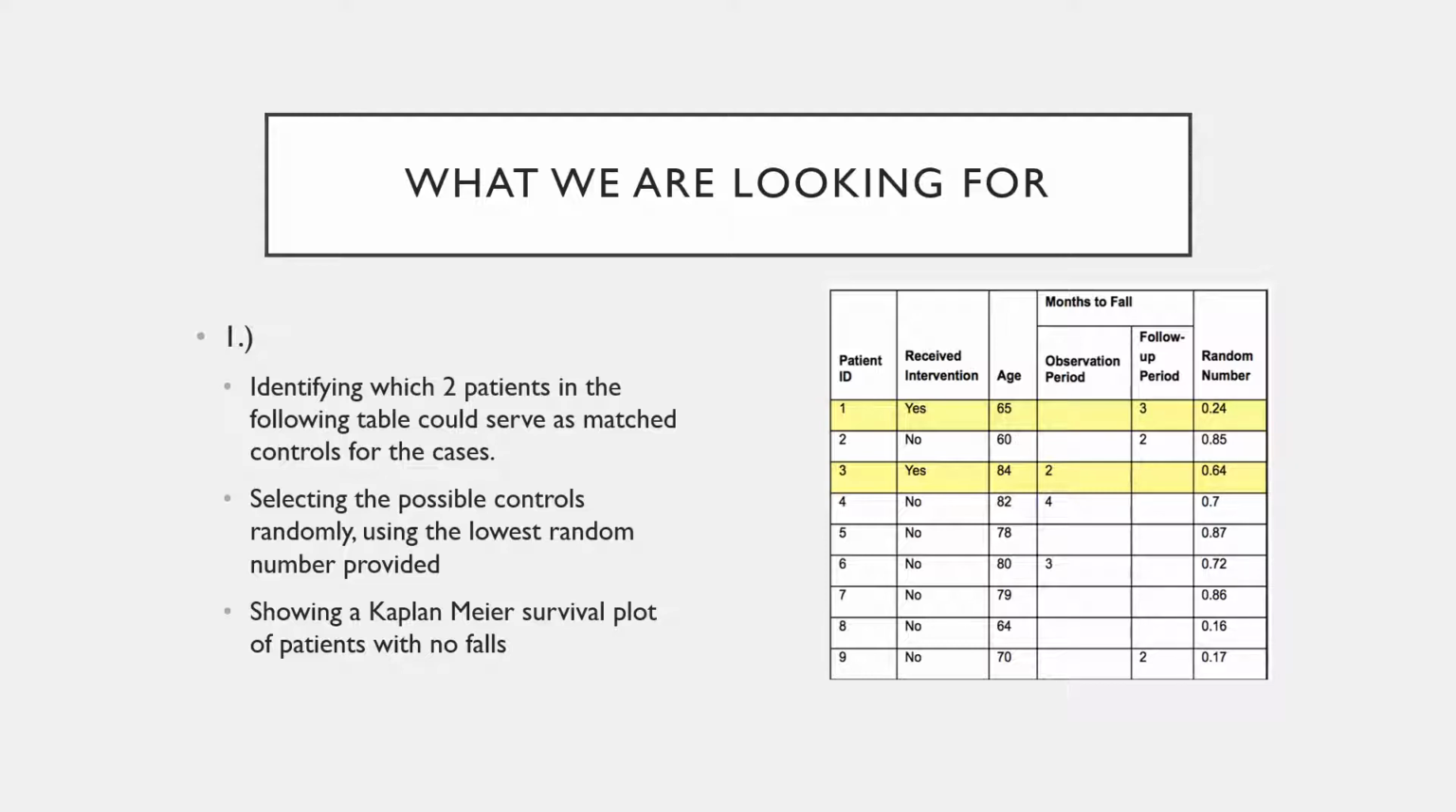What we are looking for in this assignment is in two parts. The first question has three parts. The first part is identifying which two patients in the following table could serve as matched controls for the cases. The second part is selecting the possible controls randomly using the lowest random number provided. And then the third part is using a Kaplan-Meier survival plot to see which patients had no falls.